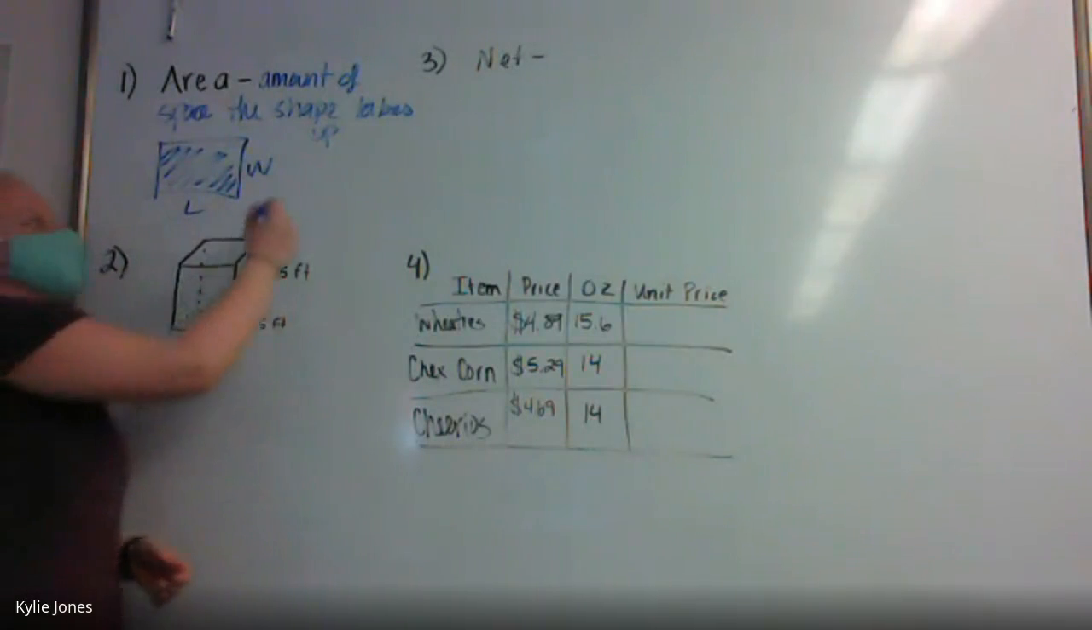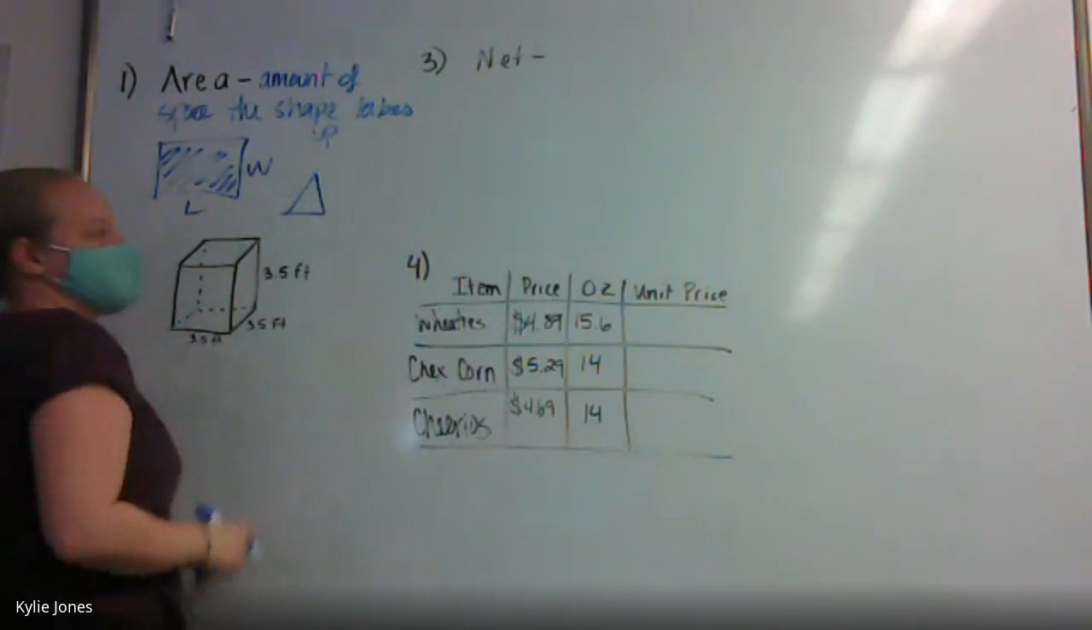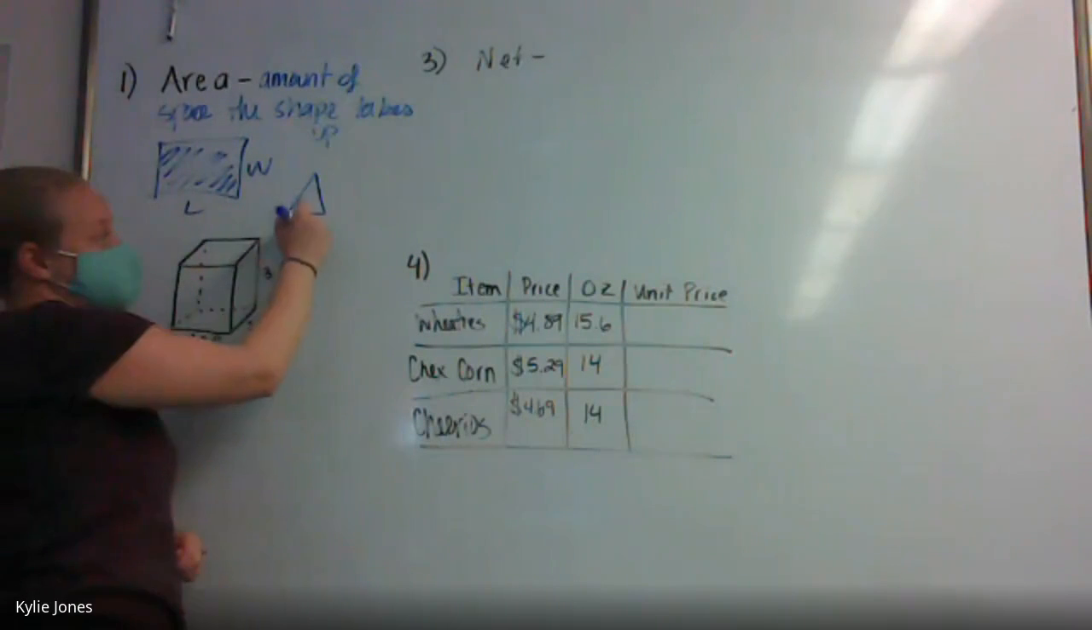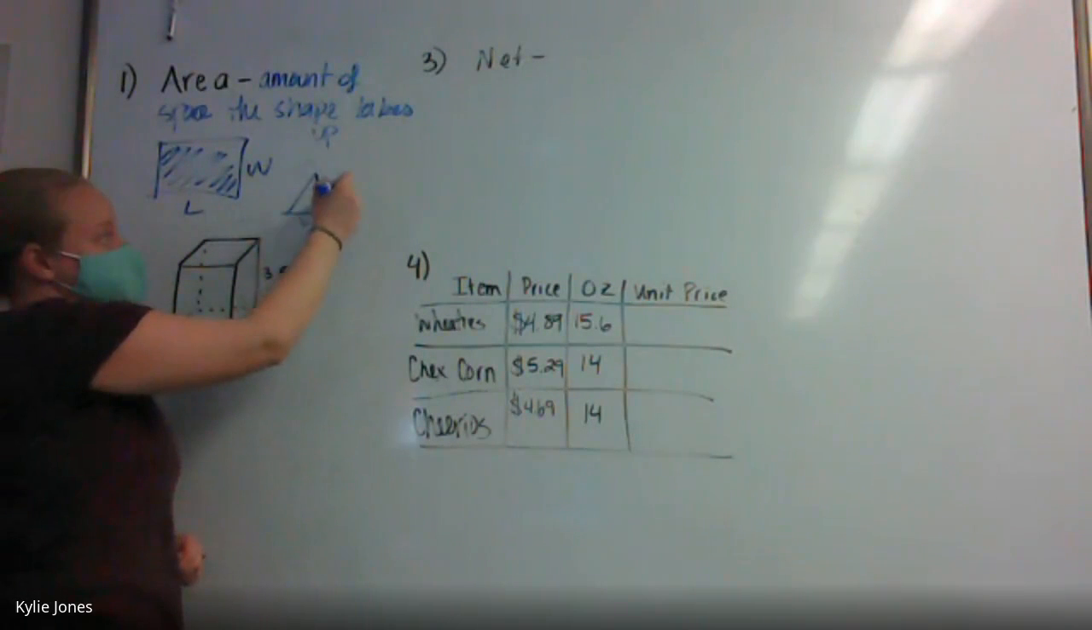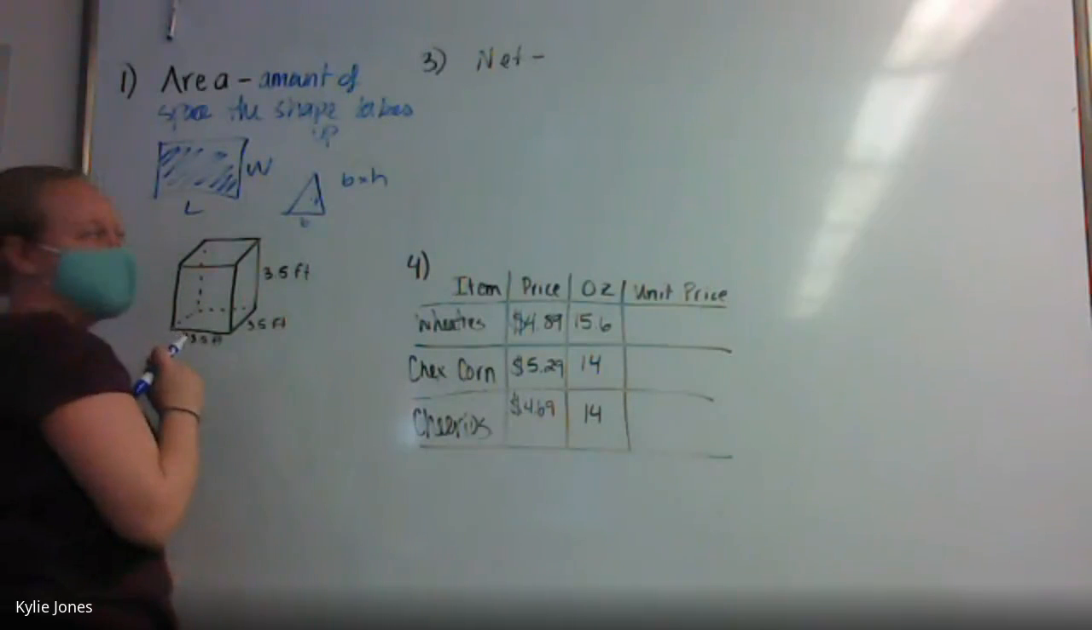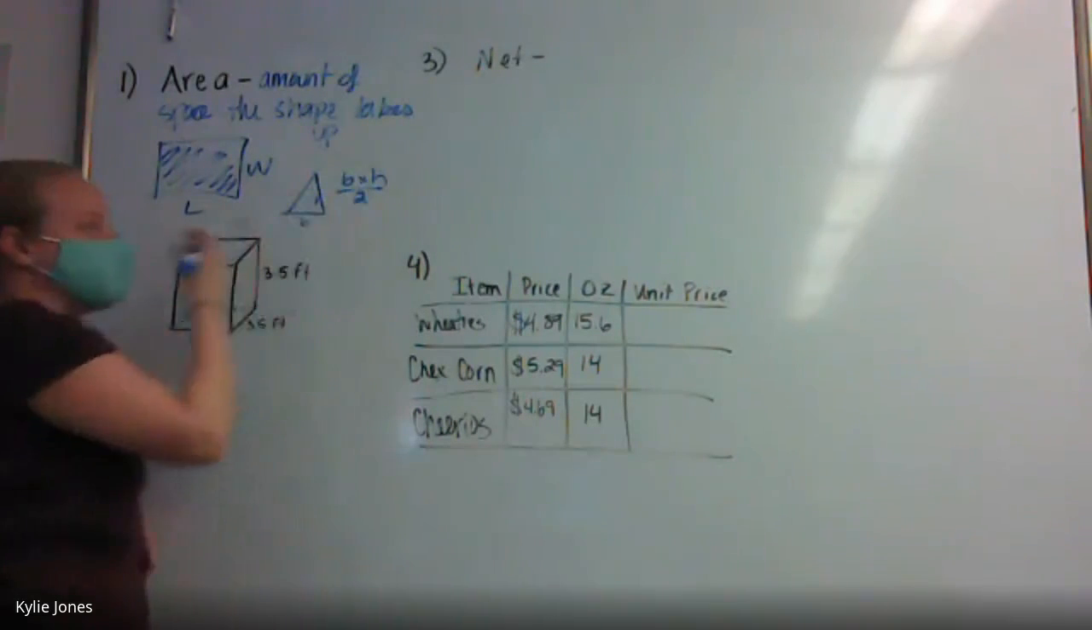What about if it's a triangle? And you'd have to find the length and the height. Yeah, so we have the base times the height, and then do what? What's the last step in finding the area? Divide it by 2. So don't forget to divide it by 2 there.